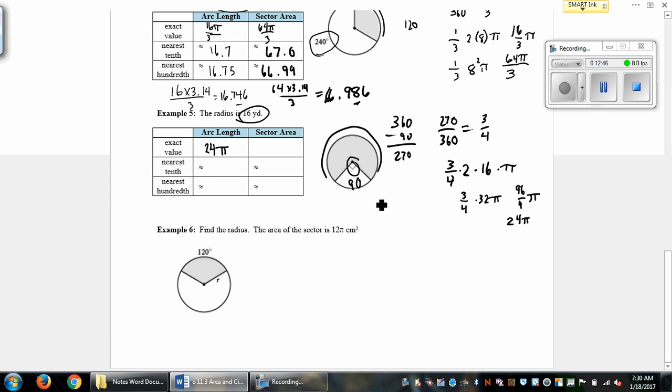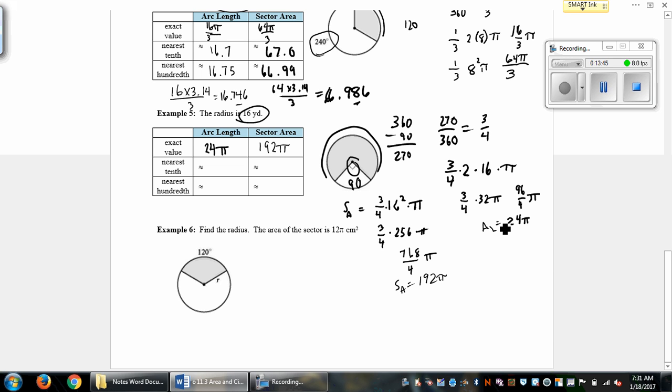And we'll get a much bigger number for our sector area because we're going to be squaring 16. So we have 3/4 times 16 squared. So this is the sector area times pi. 16 squared is going to give us 256. So 3/4 times 256 times pi, and 256 times 3 is 768 divided by 4 pi, and 768 divided by 4 leaves us with 192. So we'll have 192 pi as our sector area. And this was our arc length.